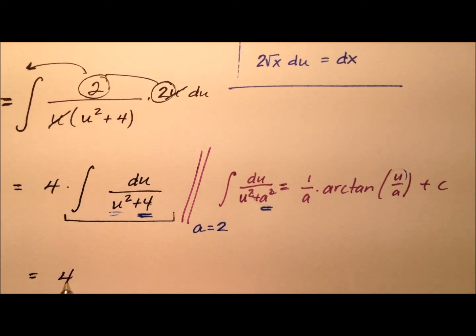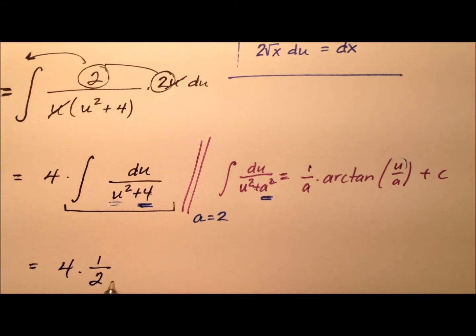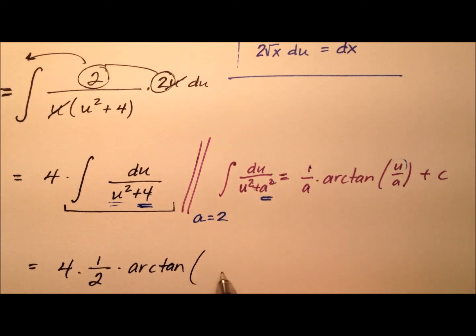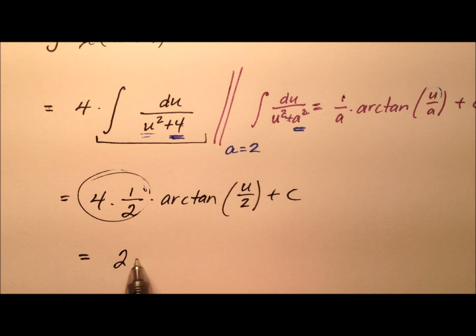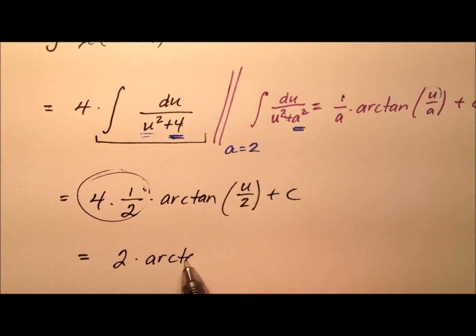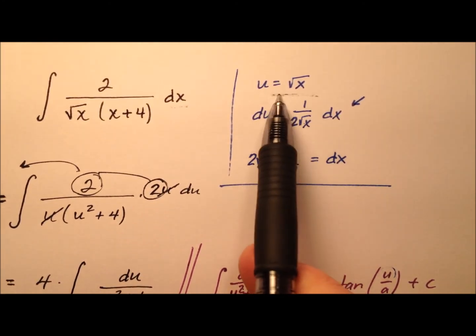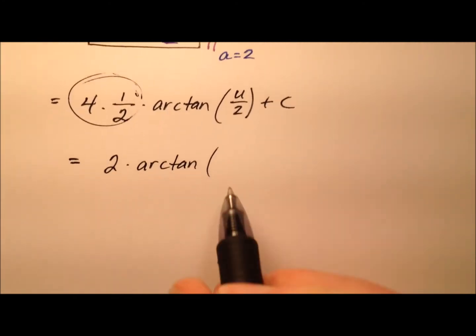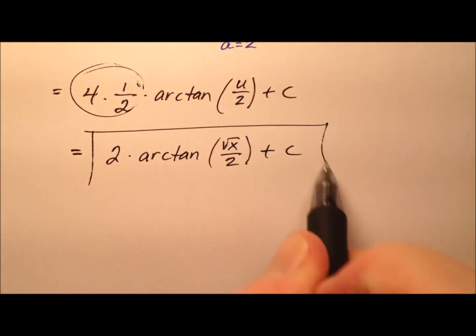Okay, so let's write this all together now. So we have 4 times, and using this form, 1 over a is going to be 1 over 2 times the arctangent of u over 2 plus c. Okay, so a couple of things we can do now. Let's multiply our constants out front. So we have this 2 times the arctangent of, then of course our u we can grab from our substitution we made earlier is the square root of x. So the square root of x over 2 and then plus c.